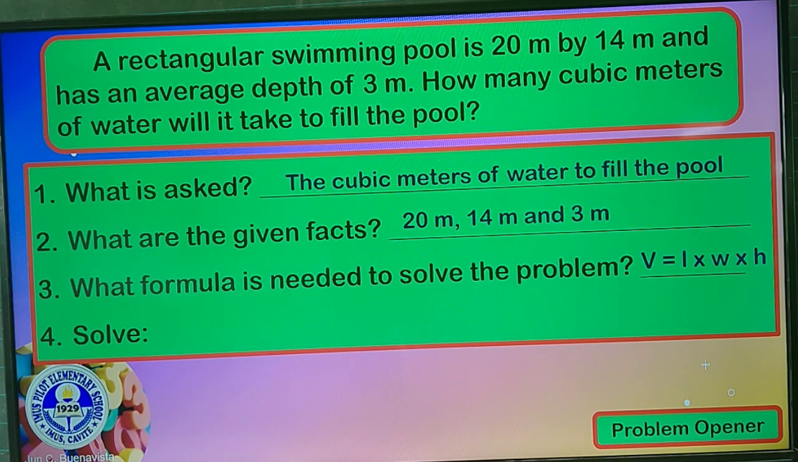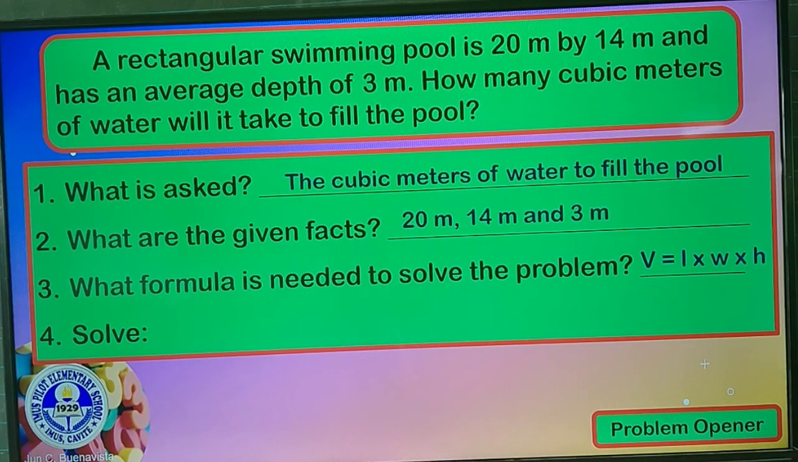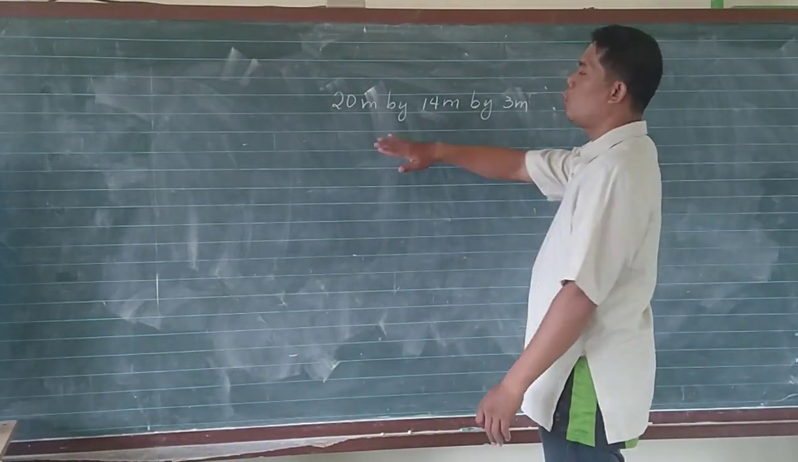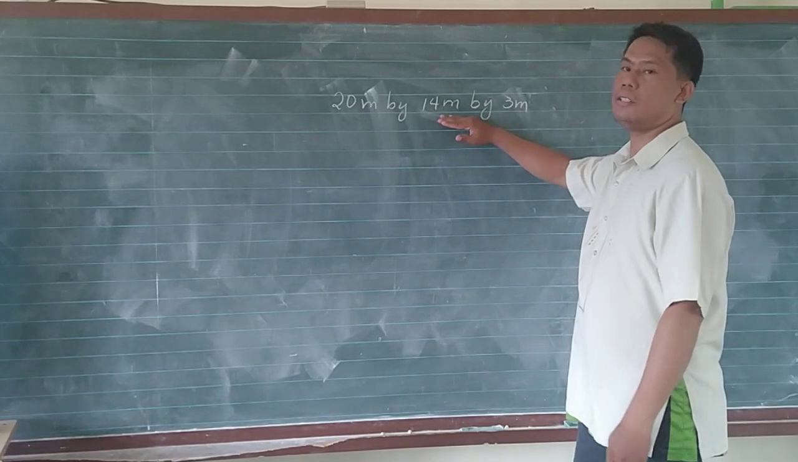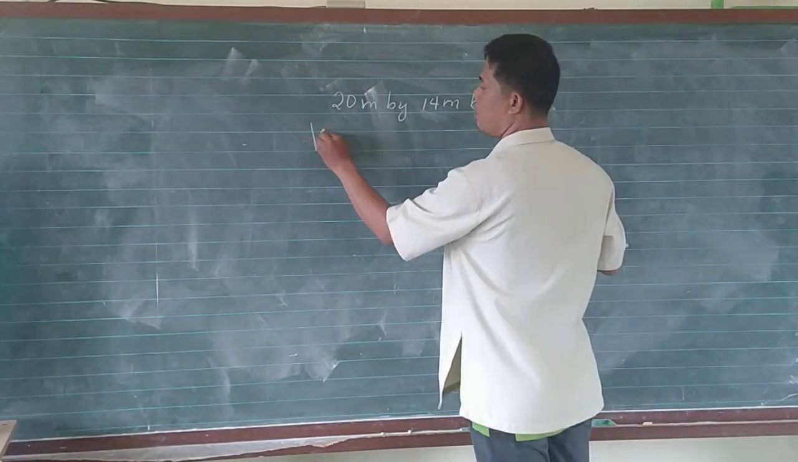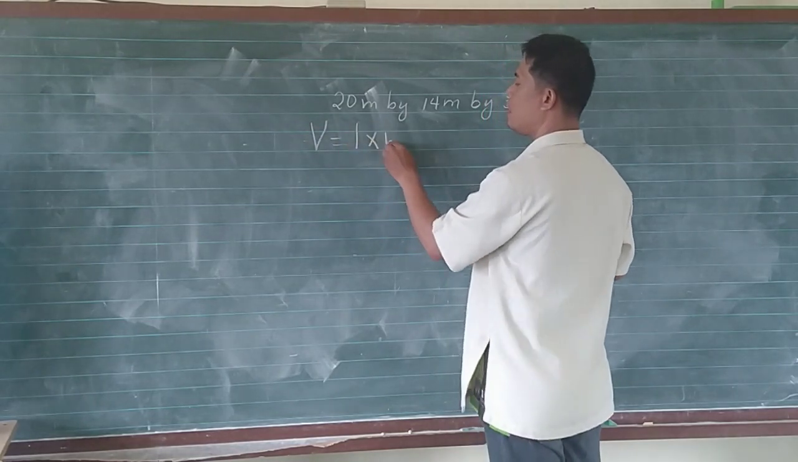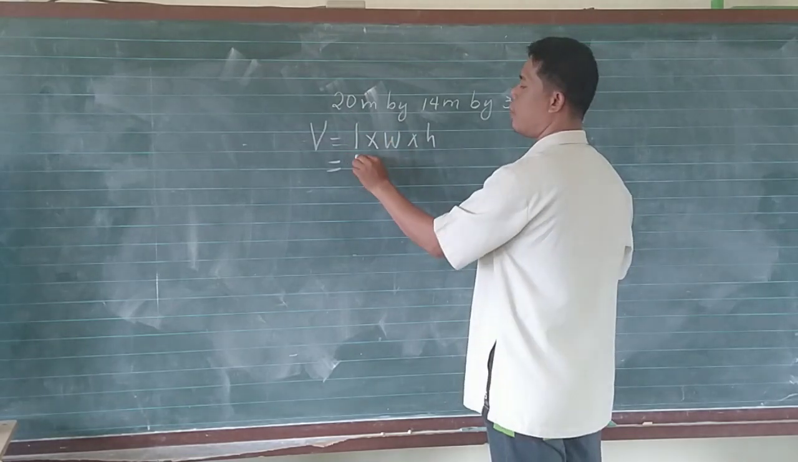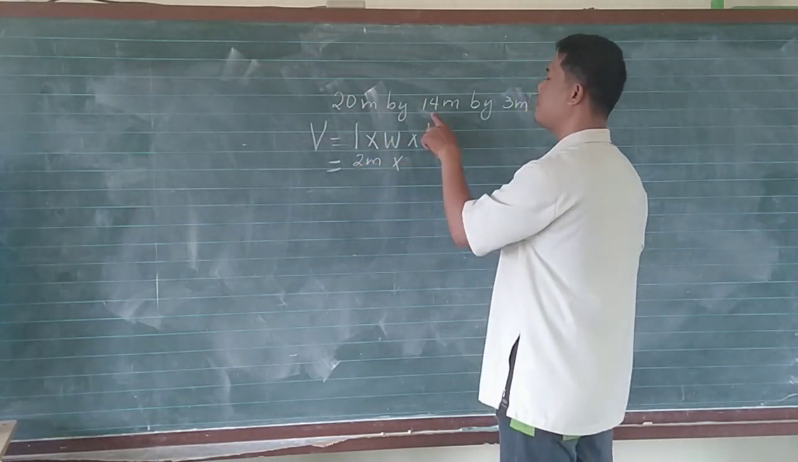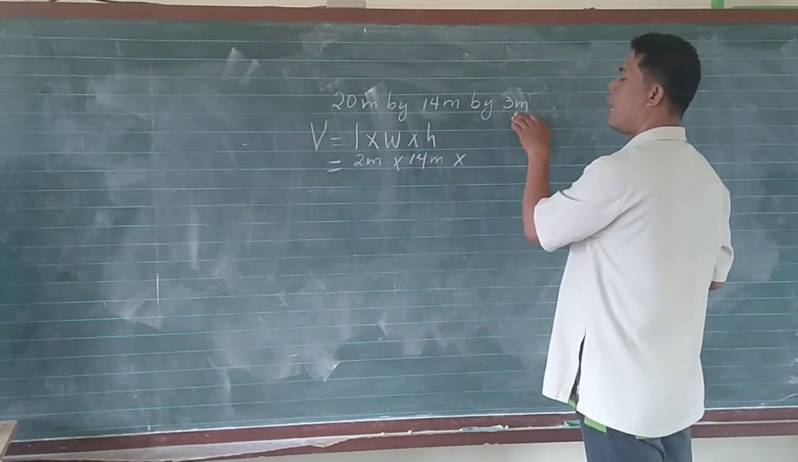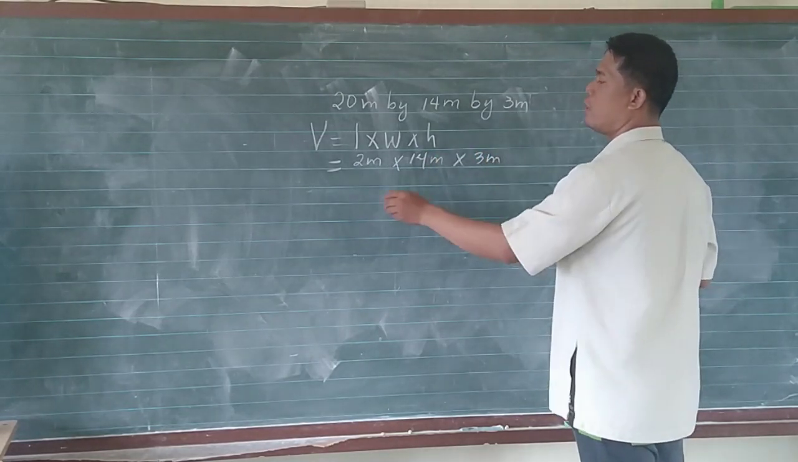Now, we are going to solve using the given facts and the formula. Our given facts again are 20 meters by 14 meters by 3 meters. So again, the formula is V equals length times width times height. So we're going to substitute. Our length is 20 meters times our width is 14 meters, and then our height is 3 meters. So we are going to multiply.